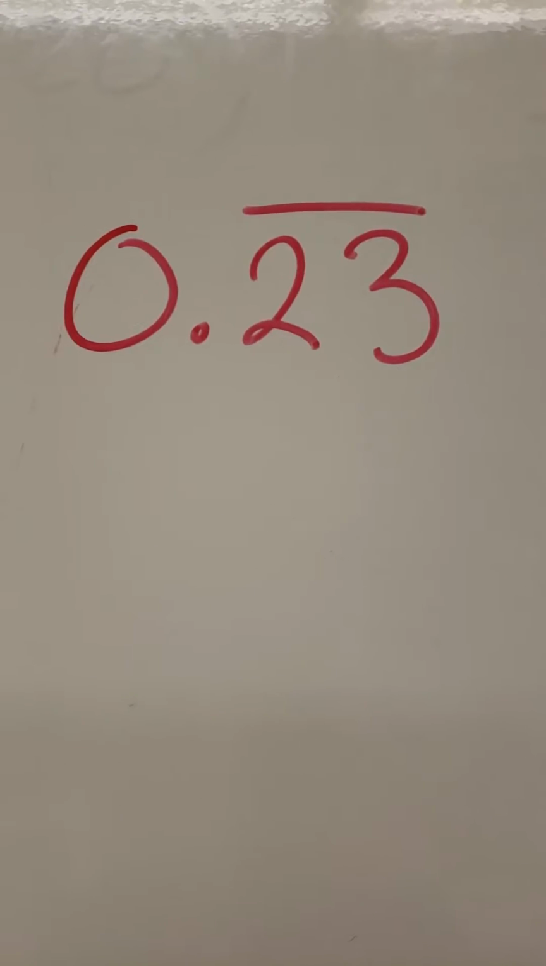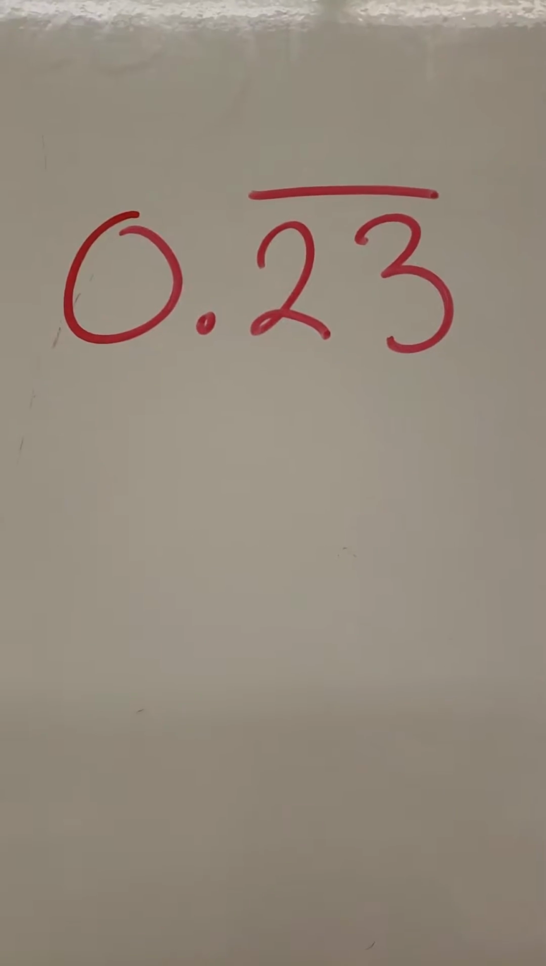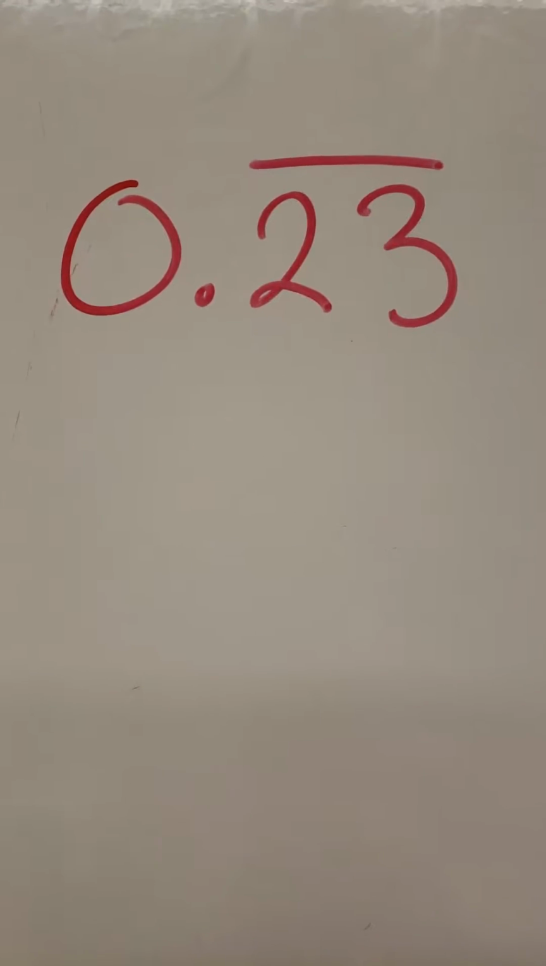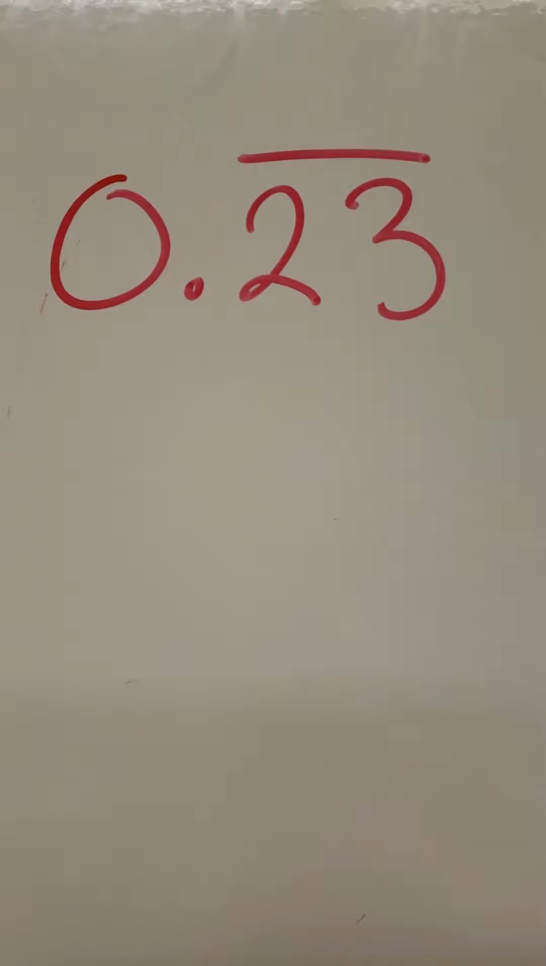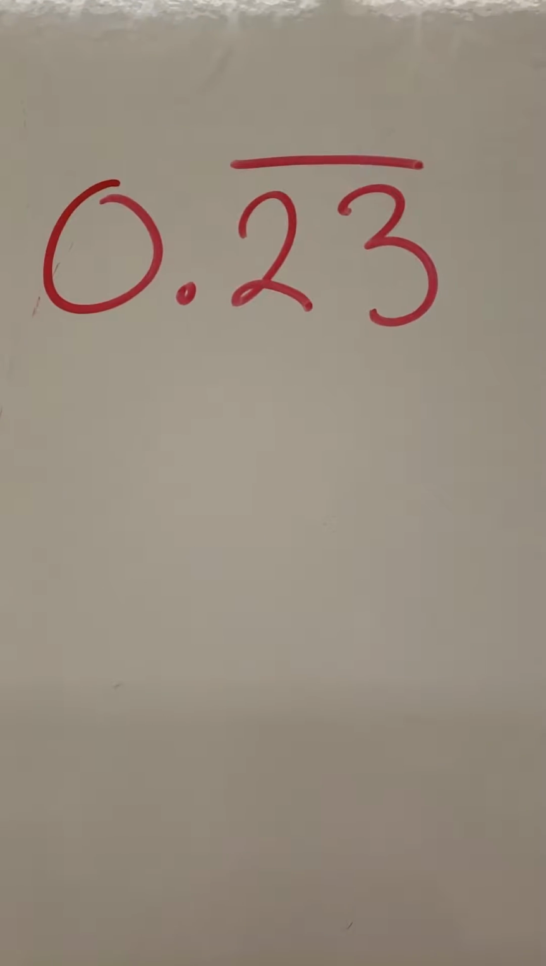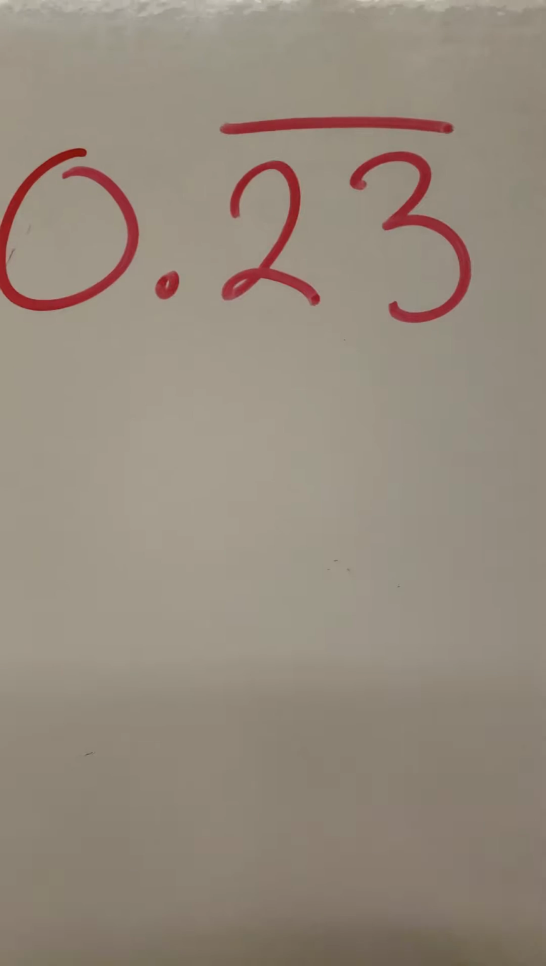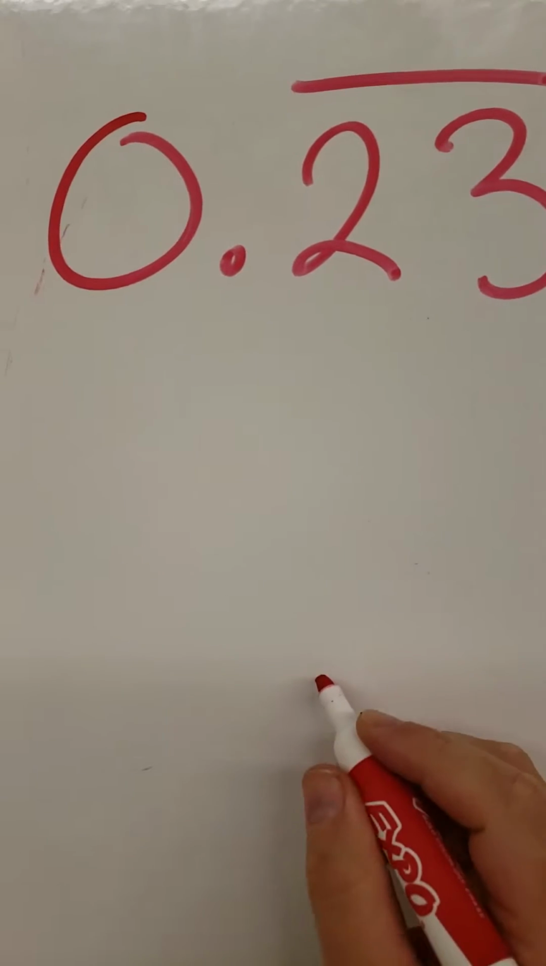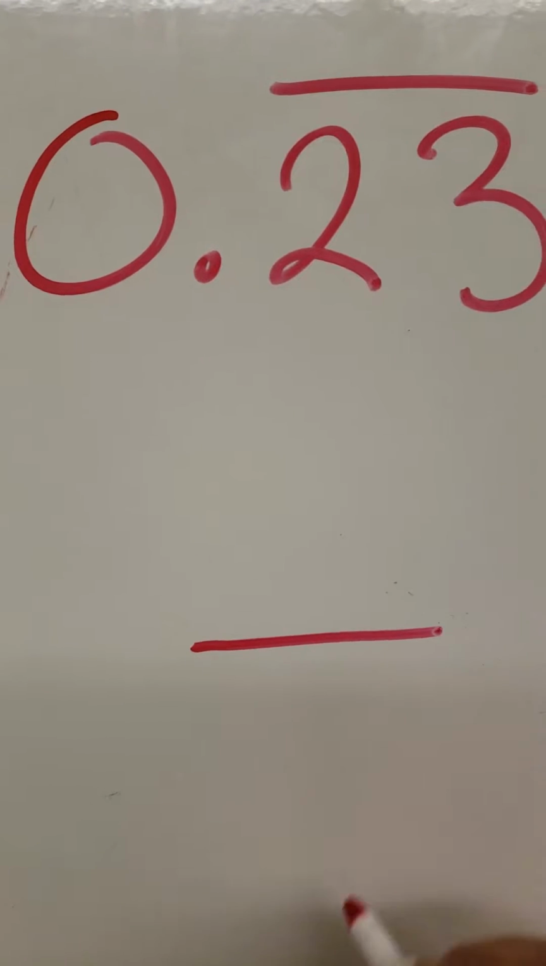Okay, we're going to look at how to change a repeating decimal into a fraction in simplest form. But we're not going to do it the algebraic method. We're going to do it kind of a shortcut method that I do. So the first thing we need to understand is that when we go to make this into a fraction, we're going to start by making the denominator.